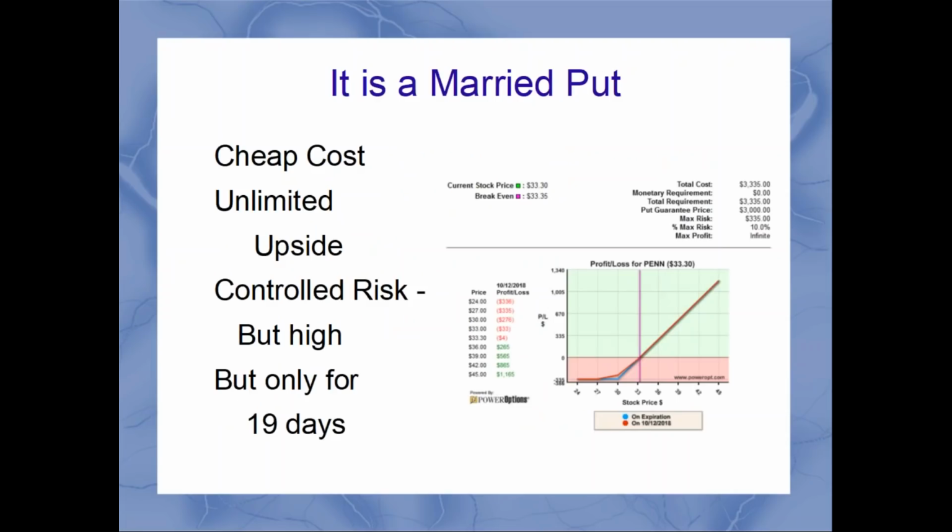This is a married put. It's a cheap cost. It gives us unlimited upside. You do have a controlled risk. You can't lose more than that 10%, but that is on the high side. And the insurance is only for 19 days. What happens at the end of that term?